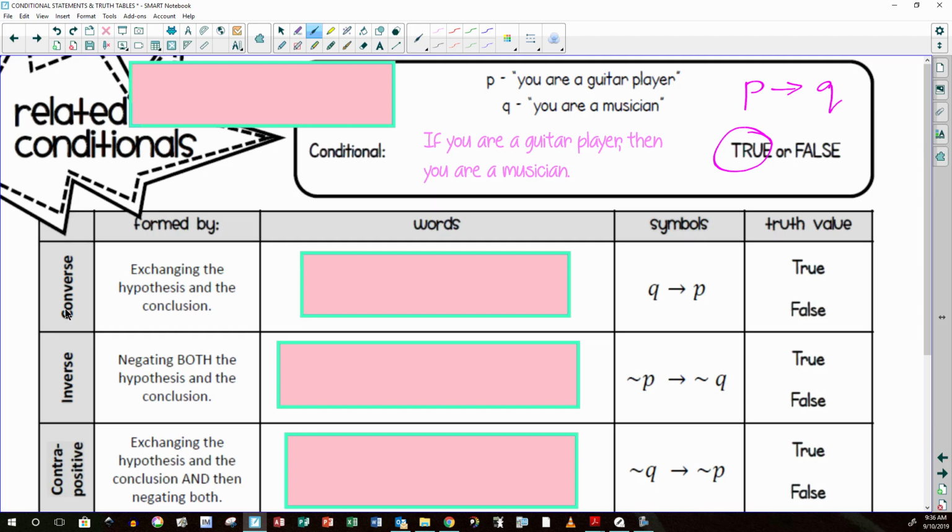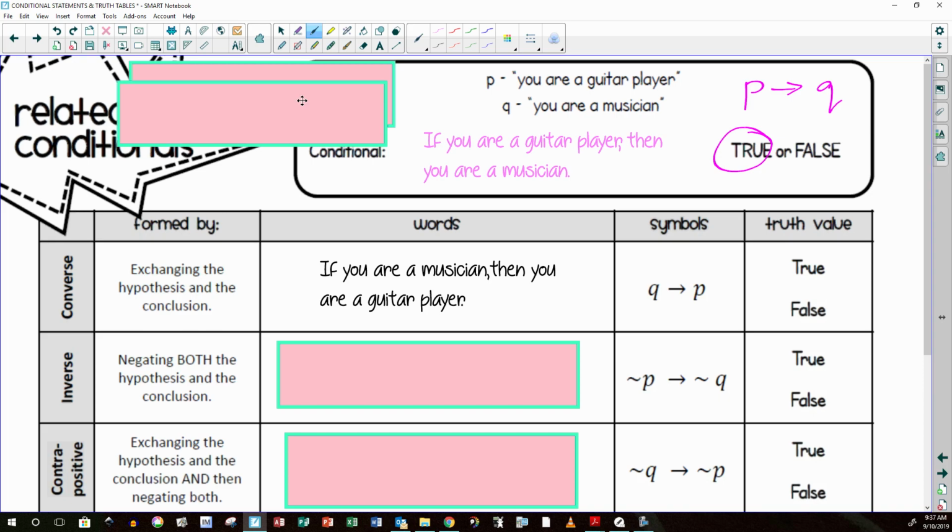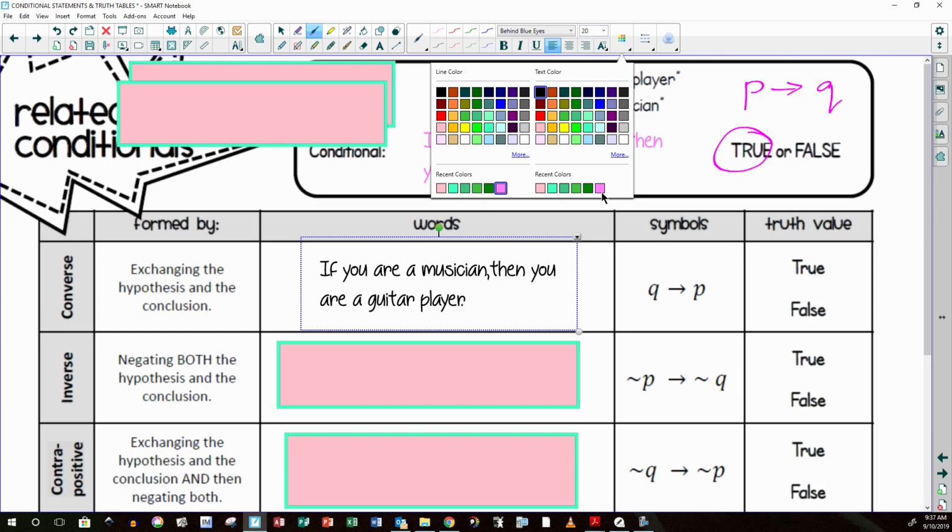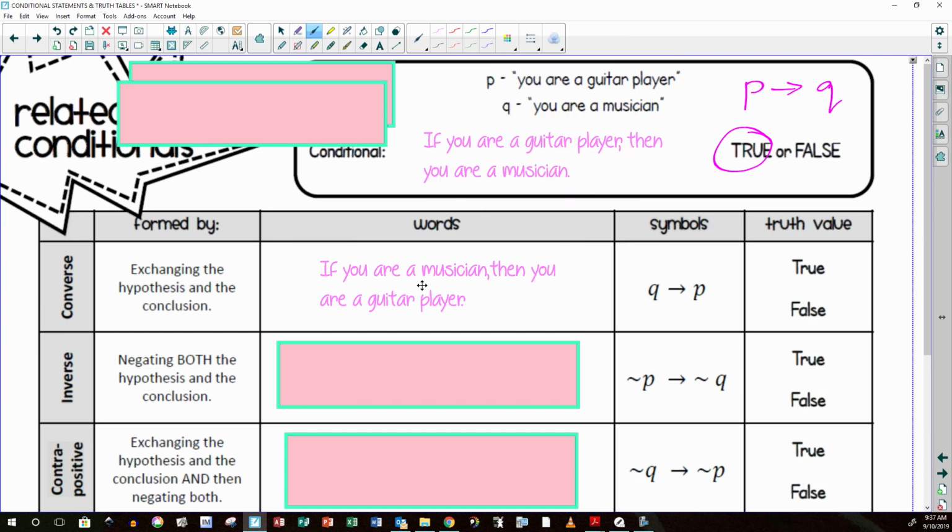All right, now we have something called the converse. No, it's not your shoes. So what you're going to do is switch the hypothesis and the conclusion. You know how, like I just did, if you are in Houston, then you are in Texas, and that was true. But then when I said it backwards, it wasn't true anymore. That was the converse. So now I'm going to switch this. Instead of saying, if you are a guitar player, then you are a musician, I'm going to say, if you are a musician, then you are a guitar player. And I will give you a second to get that down.